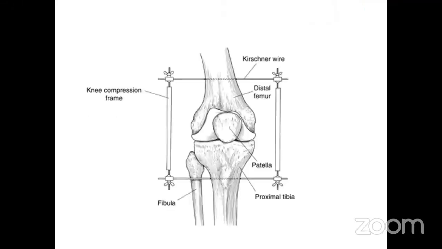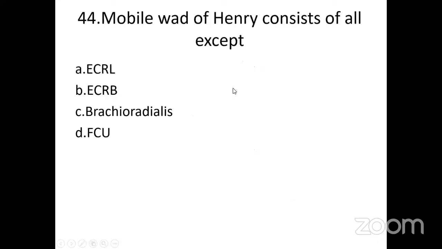So here you can see a compression arthrodesis of the knee joint. Here you can see Charnley's compression clamp. You tighten the clamp till the wire bends. You can use K-wire or Steinmann pin, whatever.